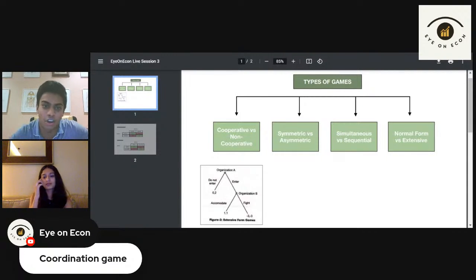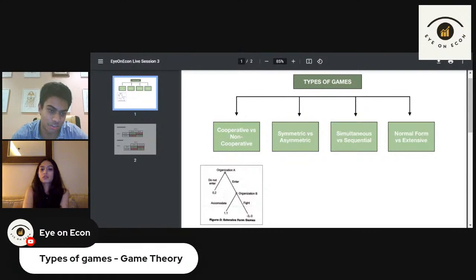And to break this down for us even more, when we look at the types of games under coordination games, I yield the floor to Sanaa to take it on from here.